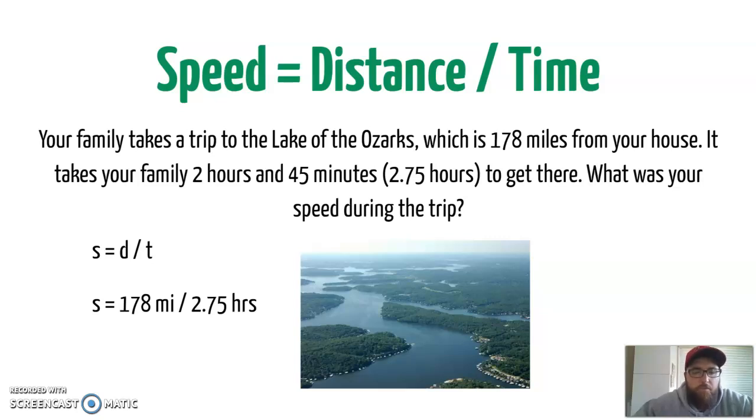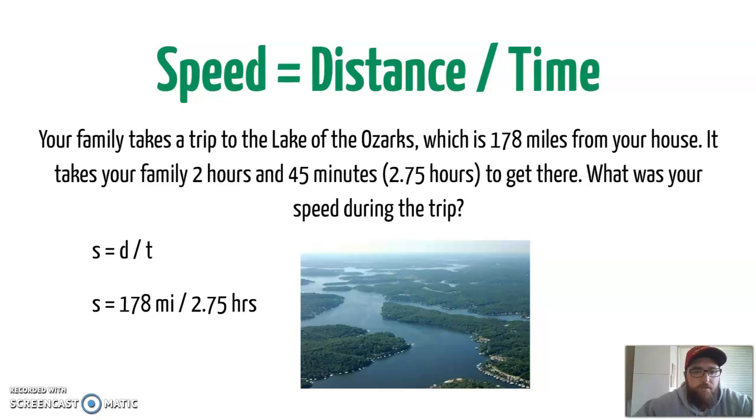If you're ever given a problem where hours and minutes are separated, you'll always need to have those as one number. And since there's 60 minutes in an hour, 45 out of those 60 minutes would be 3/4 or 0.75, so 2.75 hours. What was your speed during the trip?